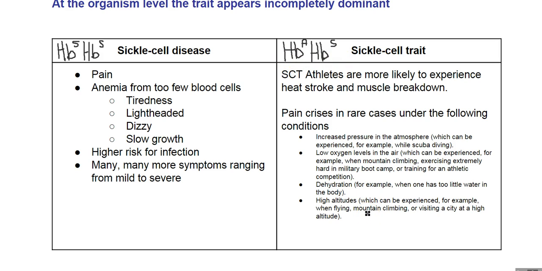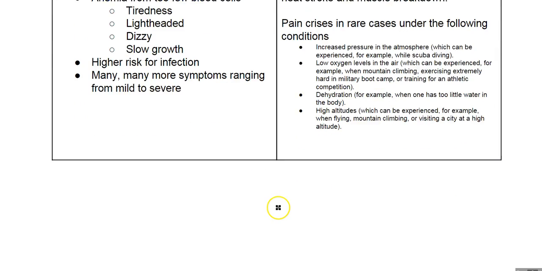So at the organism level, that appears to show incomplete dominance, right? Where we have people who have two normal alleles, people have two sickle cell alleles, and then people who have sickle cell trait who are heterozygous kind of have intermediate phenotypes. So it appears at the organism level like incomplete dominance.